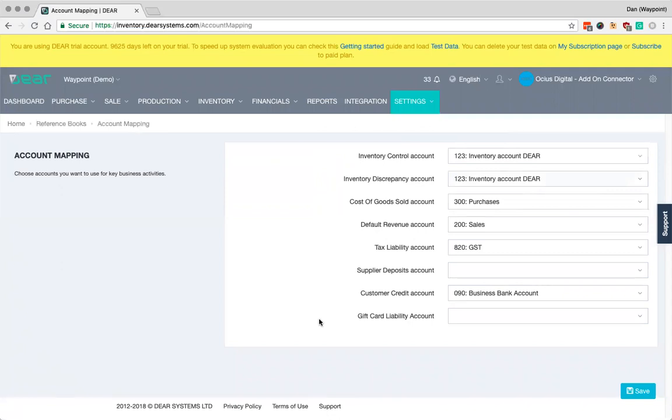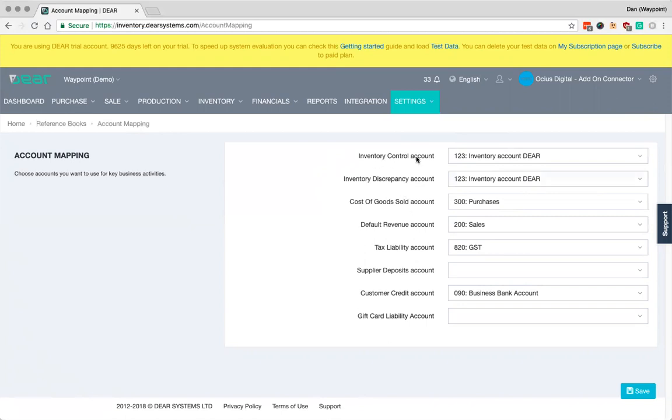particular products, particular customers, or similar. So for example, if you wanted to record your retail sales separately to your wholesale sales, you could do this by customer mapping. Or if you wanted to record your t-shirt sales separate to your shorts sales, separate to your jacket sales, you could do this by product mapping. These accounts are required as a generic fallback though.